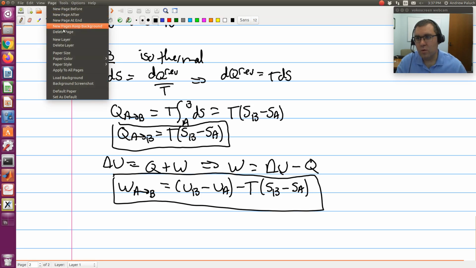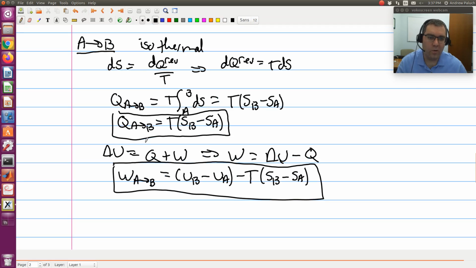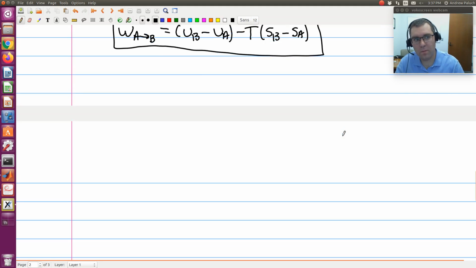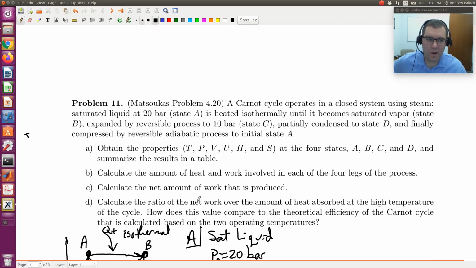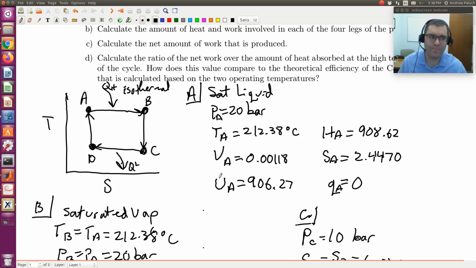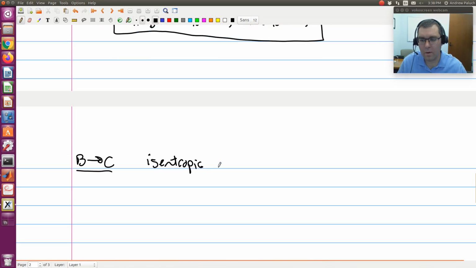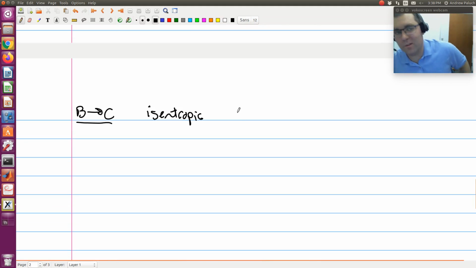Let's add a new page. Okay, I'm going to work out all the equations, and then I'll calculate them, and we'll tabulate all of these differences. So now let's go to B to C. Okay, so B to C we know is isentropic. And again, we're told it's expanded reversibly. Okay, so it's isentropic, and we're told that it's expanded reversibly.